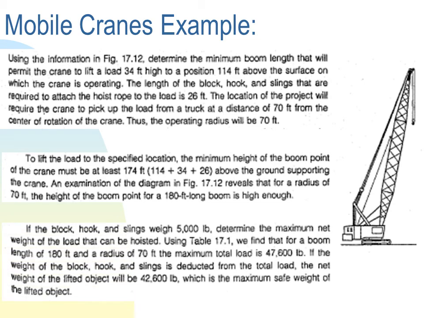If the hook, block, and sling weigh 5,000 pounds, in such a case, we need to deduct this number from whatever number that we'll be getting from the previously mentioned table. So the previously mentioned table will get us 47,600 pounds based on the radius of 70 feet. So that means that the load that it could actually carry is this 47,600 minus 5,000, which is 42,600.